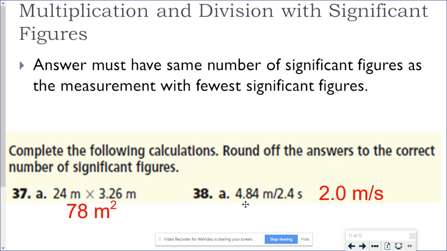Here, if we take a 3 sig fig number and divide it by a 2 sig fig number, our answer can only be 2 significant figures. So when we calculated that out, it ended up being 2.016 repeating. When we write it out, though, we can only have 2 significant figures in our answer, so 2.0 would be the answer that we would write here. And it has to be 2.0. You can't just write down 2 and let it go, because that would only be 1 sig fig. So it has to be 2.0 meters per second.